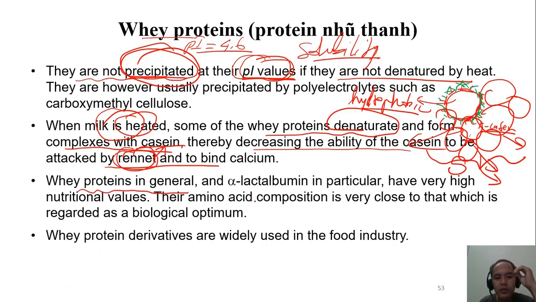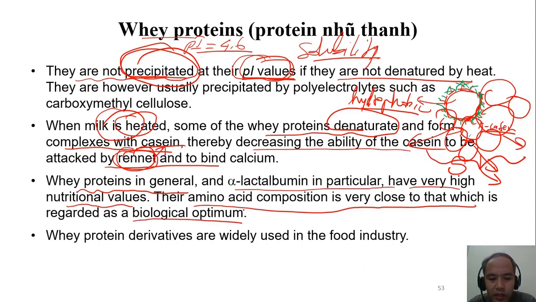Whey proteins in general, especially alpha-lactalbumin in particular, have very high nutritional value. The amino acid composition is very close to what we call a biological optimum. So the nutritional value of a protein depends on what? It depends on the number of essential amino acids that they have. Not only the number, but also the ratio among these essential amino acids. The proportion among them should be optimal. So whey protein normally has high nutritional value. Biological optimum means it's already the best.